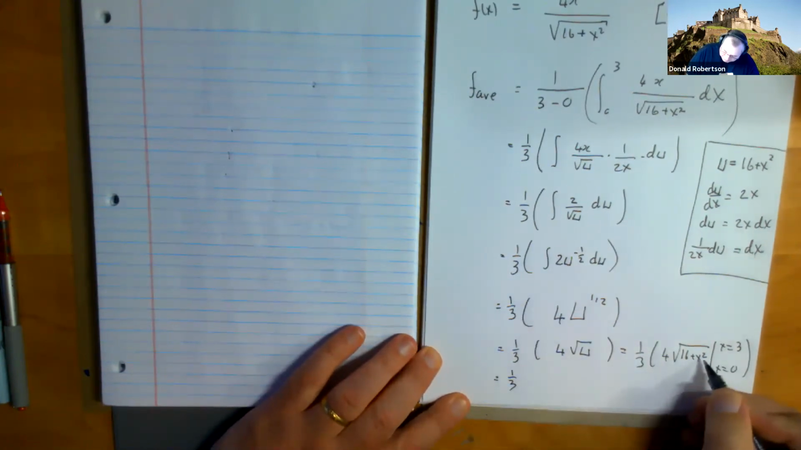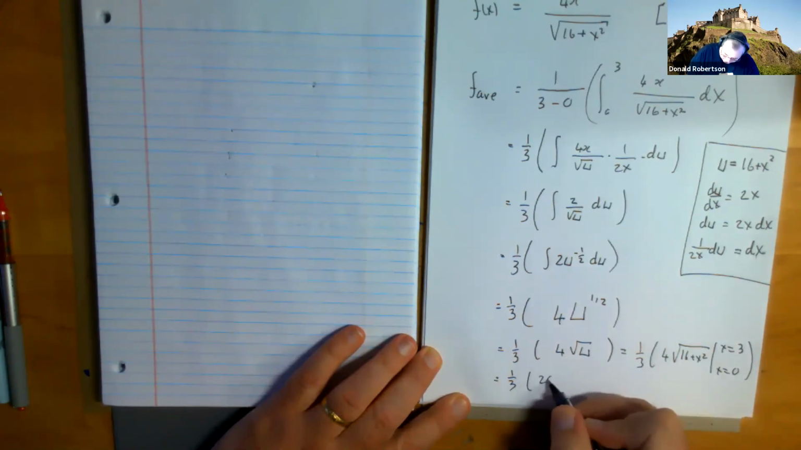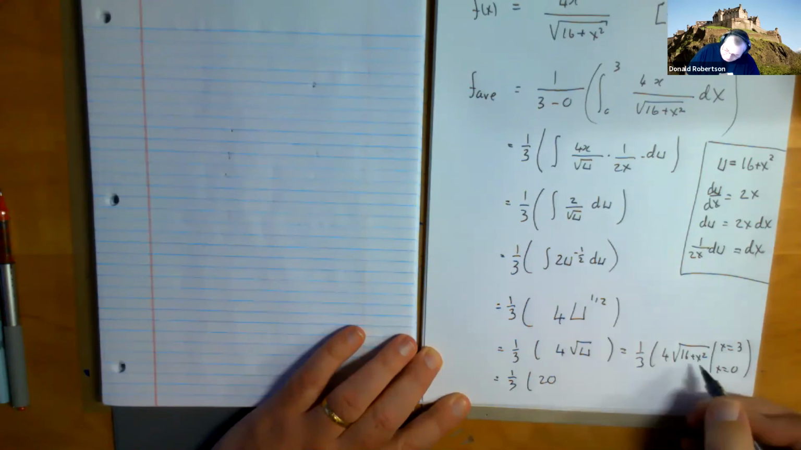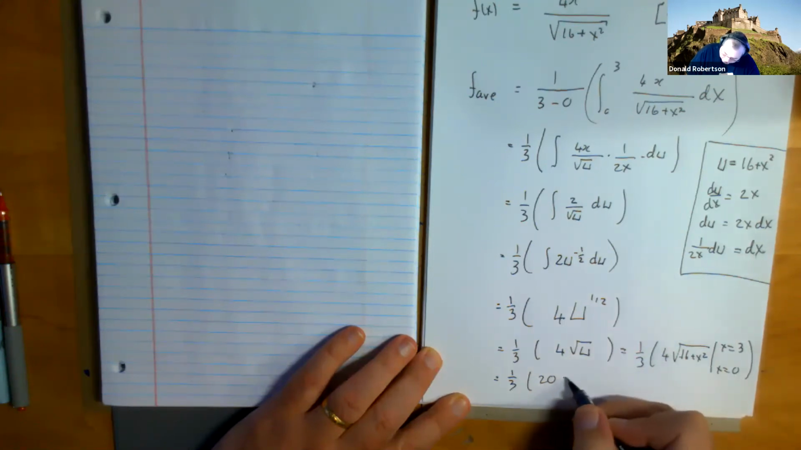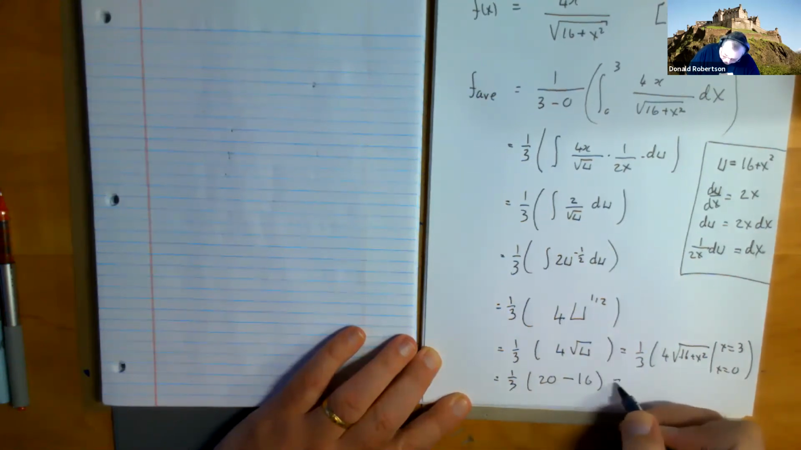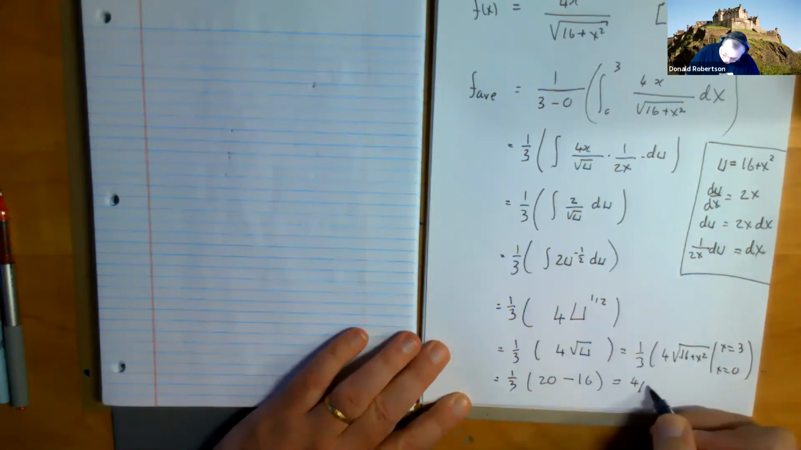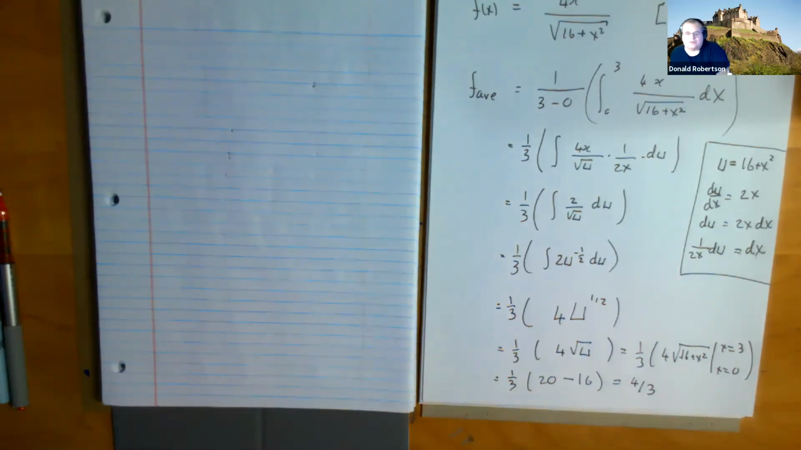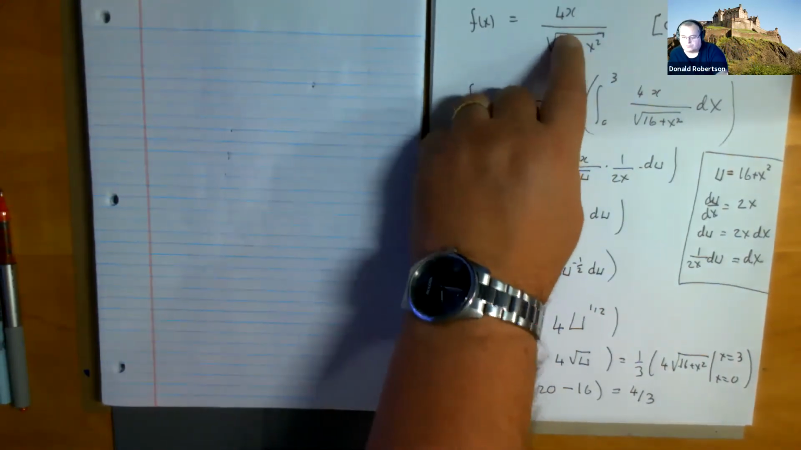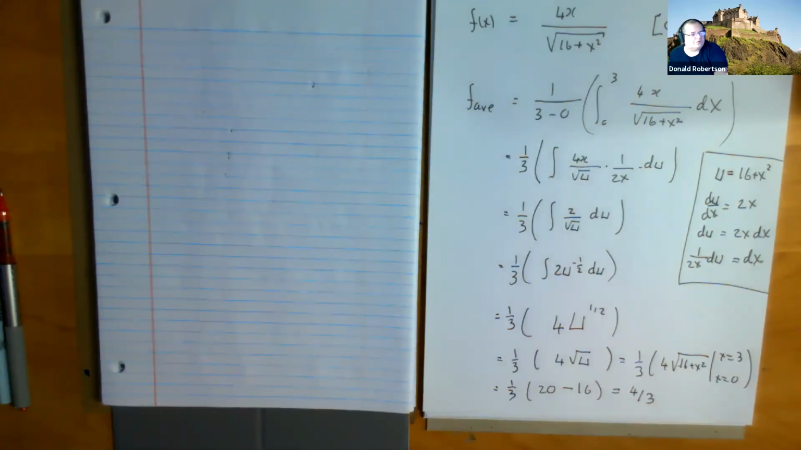If you plug in 3, you get 9. 16 add 9 is 25. Square root of 25 is 5. 4 lots of 5 get you 20. You plug in 0, you get 16. Square root of 16 is 4. 4 4s are 16. So you take away 16. And the final answer, the average value of this particular function is 4/3.